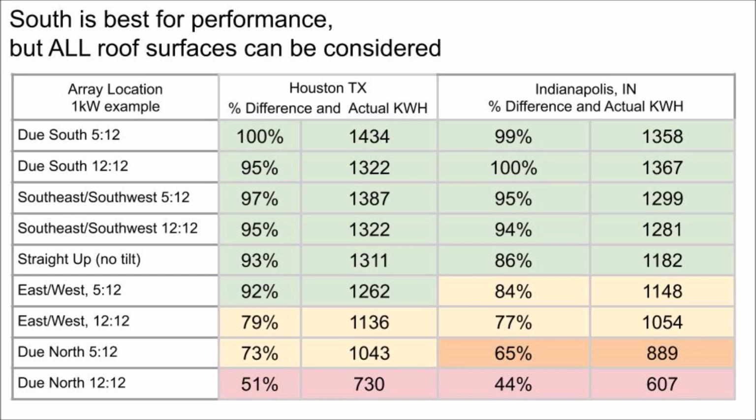If the array is at a steeper tilt, for example at a 12/12 roof pitch, which is a 45-degree tilt angle, the performance difference between due south and due east is 20%. Moving north up to Indianapolis, the performance difference between a 45-degree tilt at due south versus due east is 30%. In other words, the orientation of the solar array, or even the tilt angle, does impact array performance, but perhaps not as much as commonly thought.